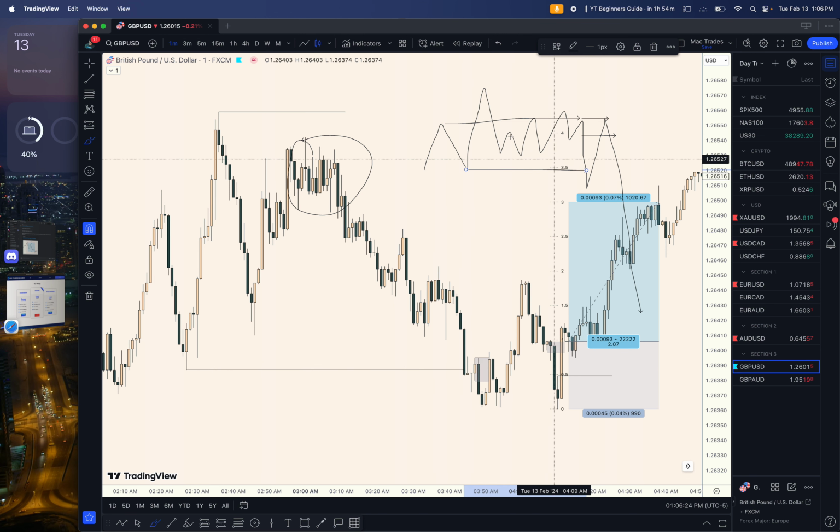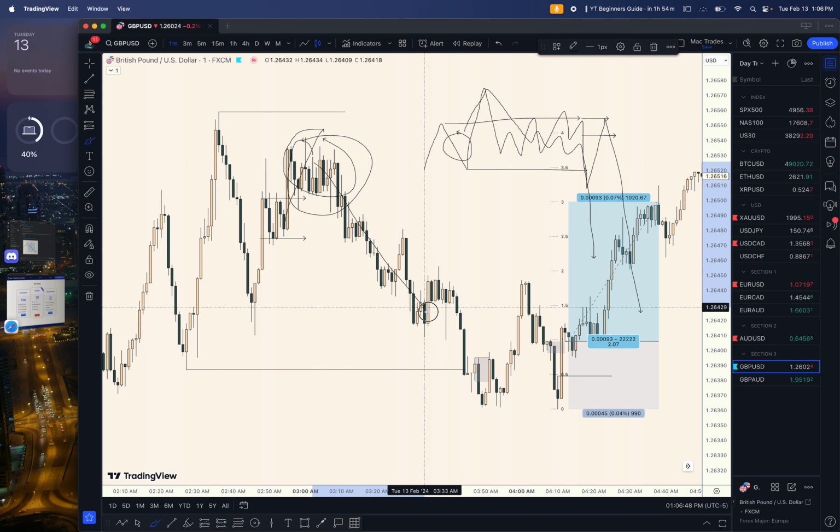like I said before. This would have been accumulation, manipulation with that nice push to the upside. We pushed to the downside, we created more liquidity, and then we distributed to the downside. That's exactly what this pattern is right here. I mean, we could even start here, accumulation, manipulation with this entire region, and then distribution.